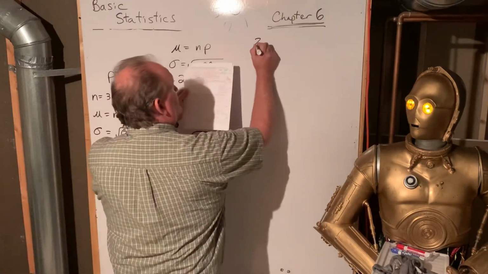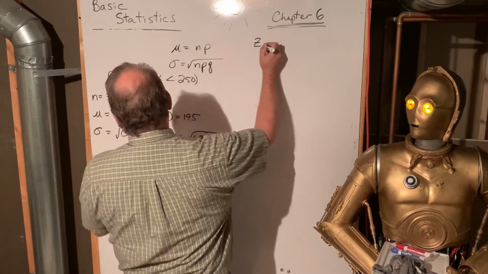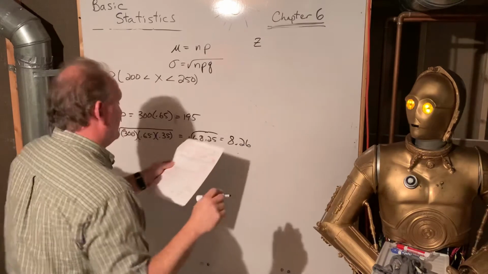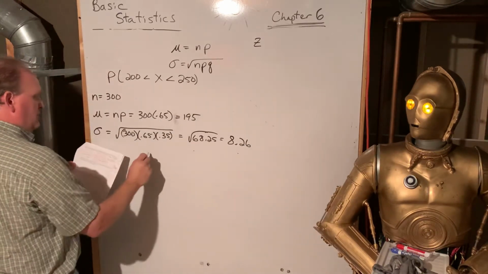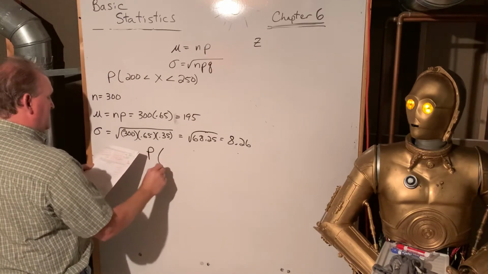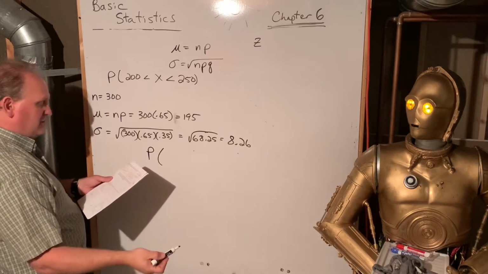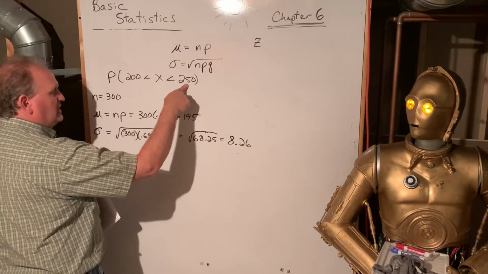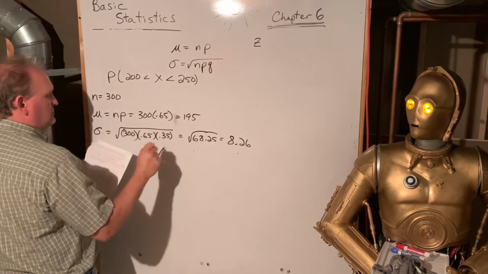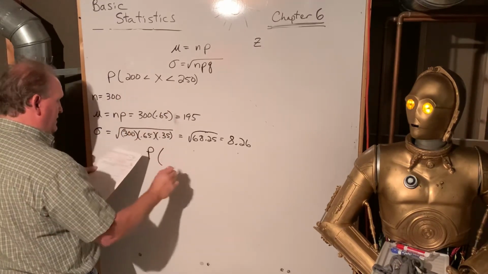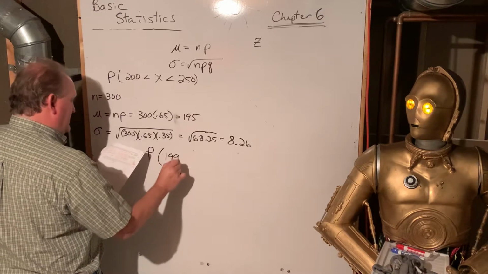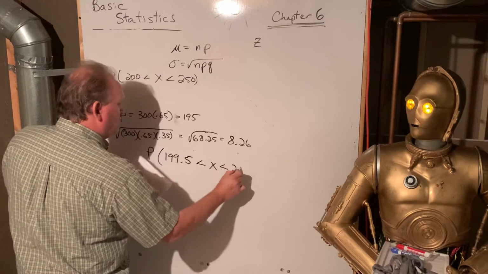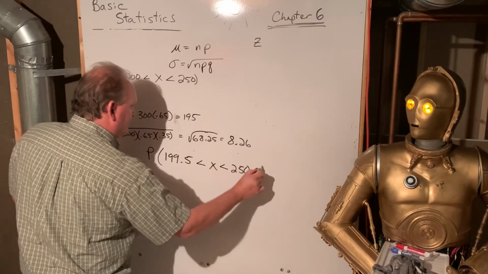So z for 200. Oh wait, I read that out loud, but then I didn't finish it. Because these are discrete values, we're going to bump it so it includes the 200 and it includes the 250. To include that in our set, we have to do 199.5 is less than x is less than 250.5. You see what we did?